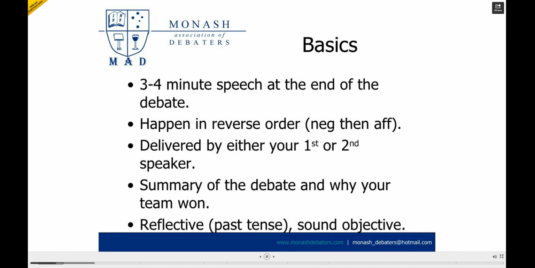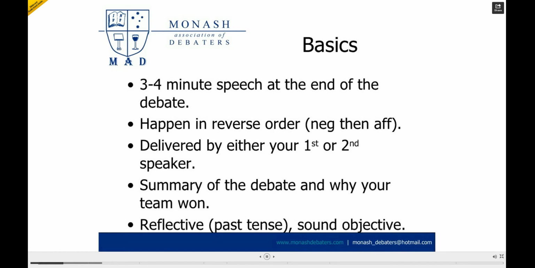And so they're very reflective. We'll talk about past tense a bit later on, but you talk in the past tense. So you'll use phrases like, the affirmative team brought you this analysis about women's rights, but the problem with that was whatever, and so on and so forth. So you're talking all in the past tense, and you want to sound as objective as possible. So you're not being passionate, you're not being subjective. It's just a pure analysis of the debate that's gone before you.